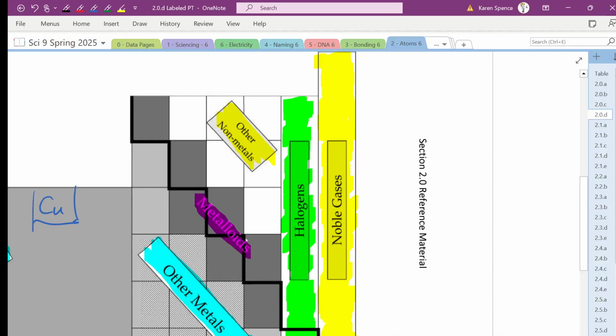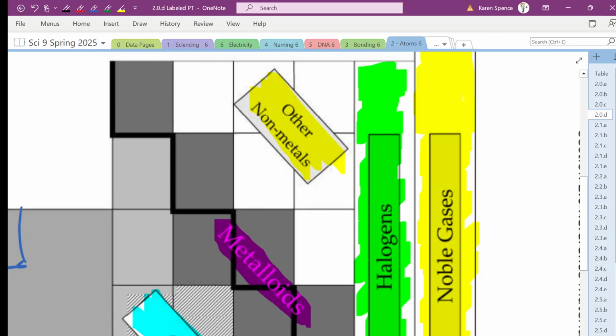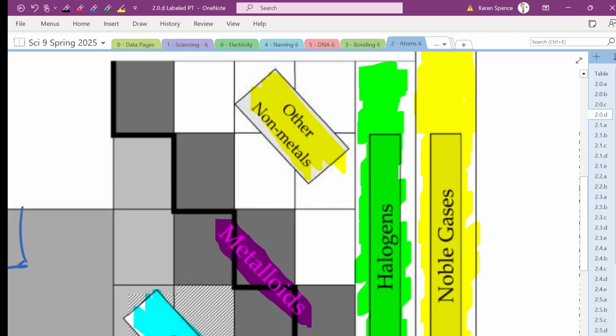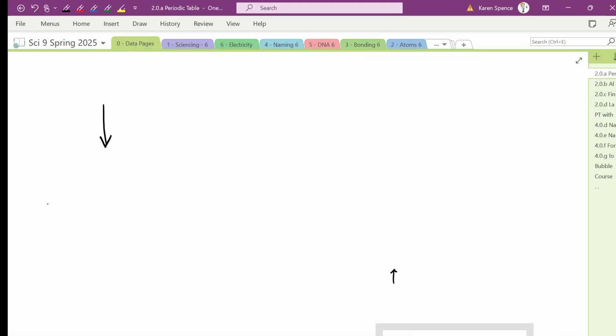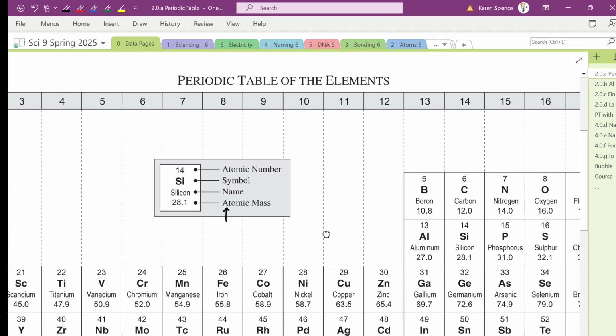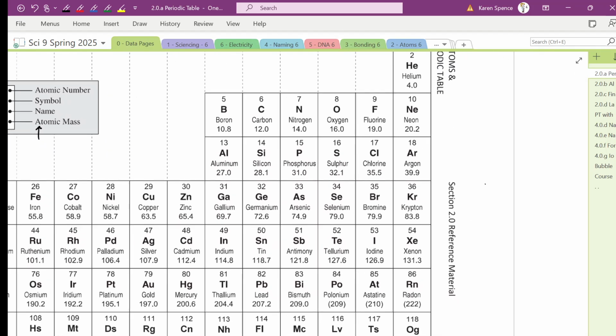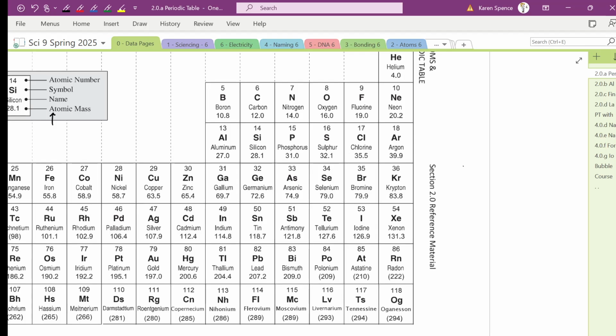What we're going to do is, on our green periodic table, draw this line that looks like a staircase, that dark black line. We're going to draw that on our green periodic table. We're going to do it together, so let's go to our periodic table of elements. The reason we're doing it together is that I want you to practice doing it.